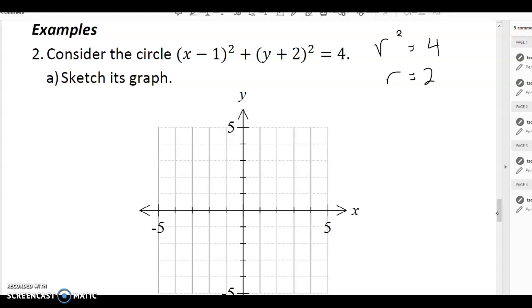Now what about the center? Now the center, we've got a minus 1 there, which means the x value for the center is going to be 1. And this is now a plus here, so that means it's a minus value for the y, so minus 2. So we're going to have a center of 1, minus 2, which is right here. It's going to have a radius of 2, so that means it's going to go up as wide as that point, up to there. Okay, and so that will be our circle.